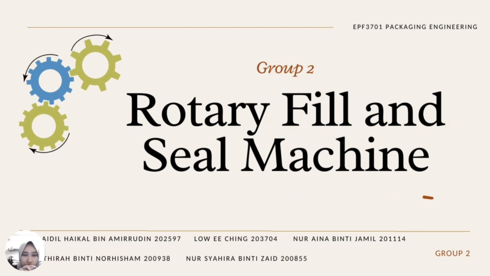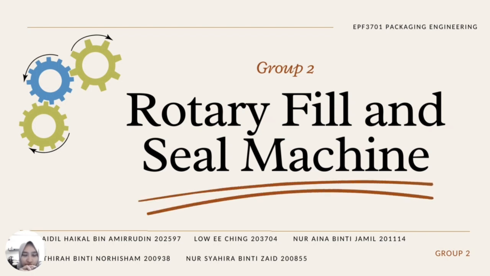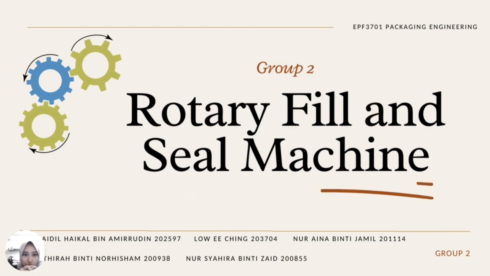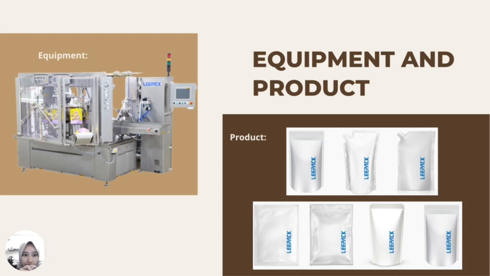So we have chosen the rotary fill and seal machine for our group as the packaging equipment. Next, this is how the equipment looks, which is the rotary fill and seal machine on the left side, and on the right side is the product of the equipment, which is the plastic pouch. There are many types of plastic pouch.